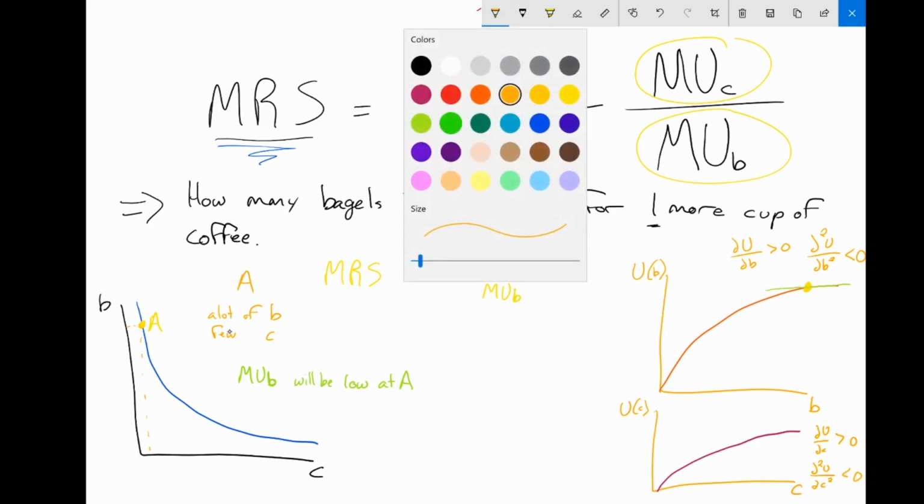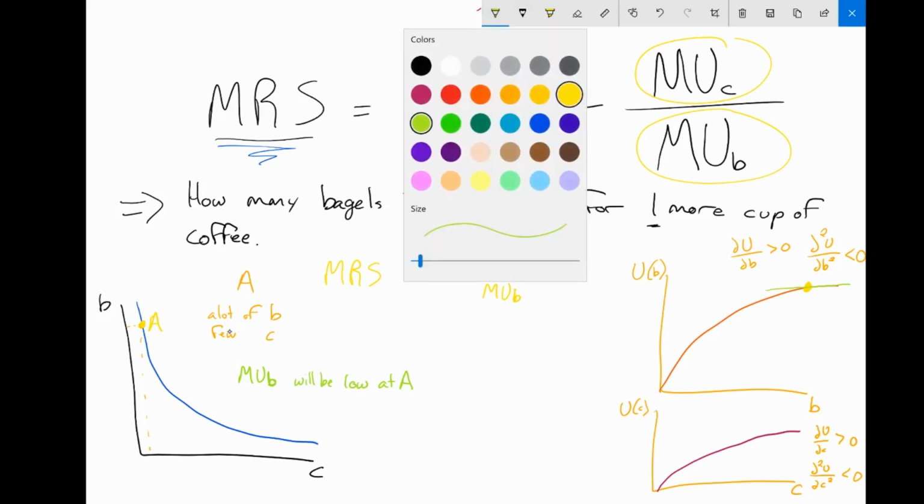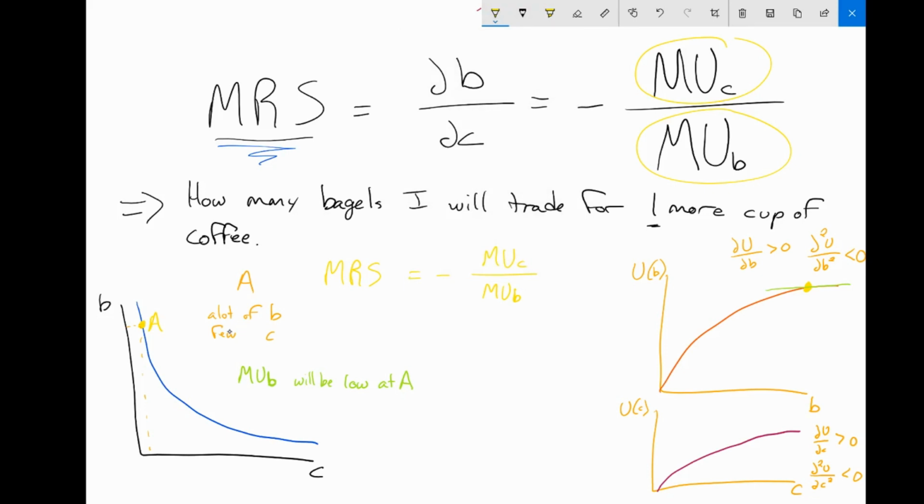Now, we know that the marginal utility of bagels at point A will be very low. But the marginal utility of coffee, on the other hand, will be really high. That means they're going to get a lot more value from an additional cup of coffee because they have very little coffee to begin with. So that means the marginal utility of coffee will be high at A. What does that mean?